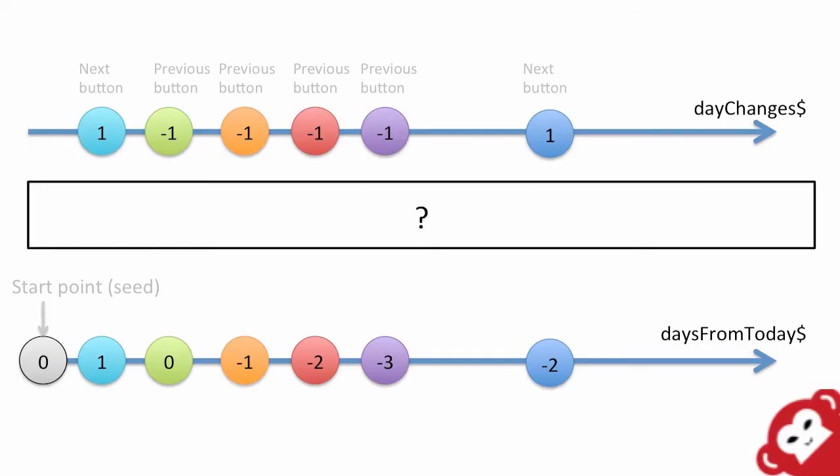Now, how do we link the +1s and -1s that are being emitted to the current day we're looking at? Well, we start by showing today, so the offset starts from 0, and then it can be calculated simply by adding the current value to what the subject emitted. So here, if we click on the next button, the day change will emit 1, and the offset would be 0 + 1, which gives us 1. Then if we receive -1 from the previous button, it'll be back to 0. Another -1 would give us -1, then -2, and so on.